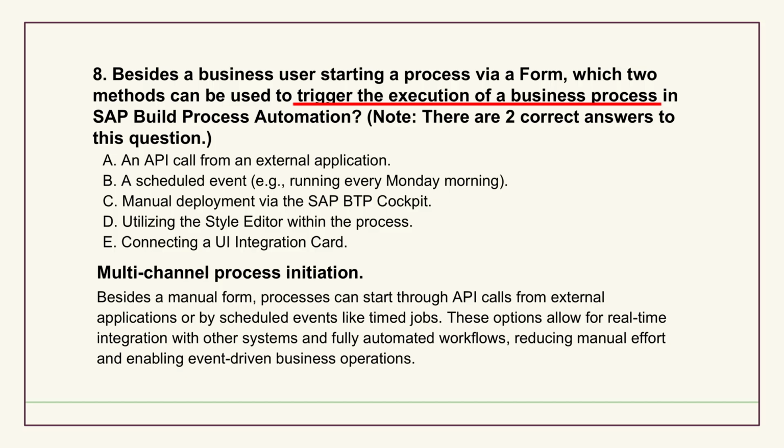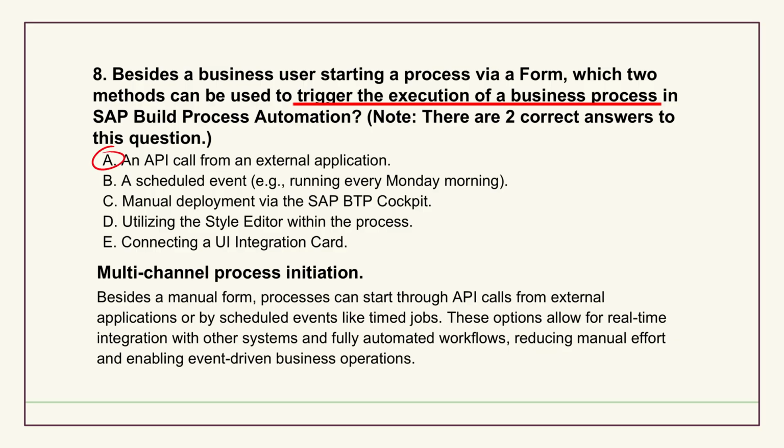The first is an API call from another application. So one system basically tells the process, go time. Exactly. Programmatically. The trigger condition's been met. Start now. So if a sales order gets finalized in your CRM, the CRM can tap the automation process on the shoulder and say, start the fulfillment.